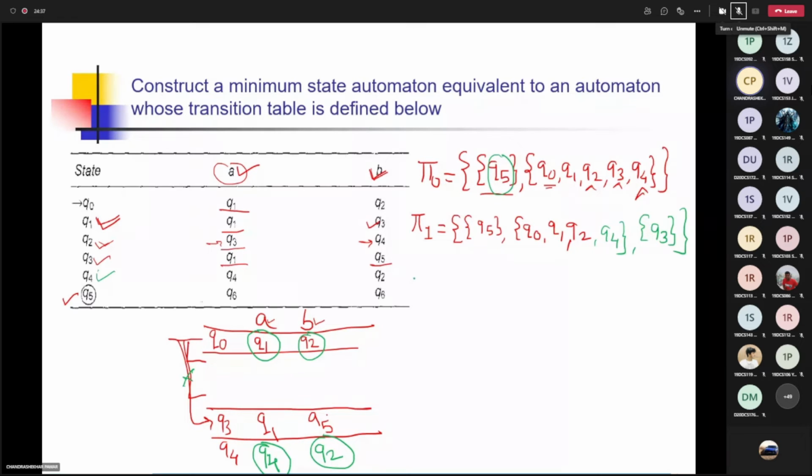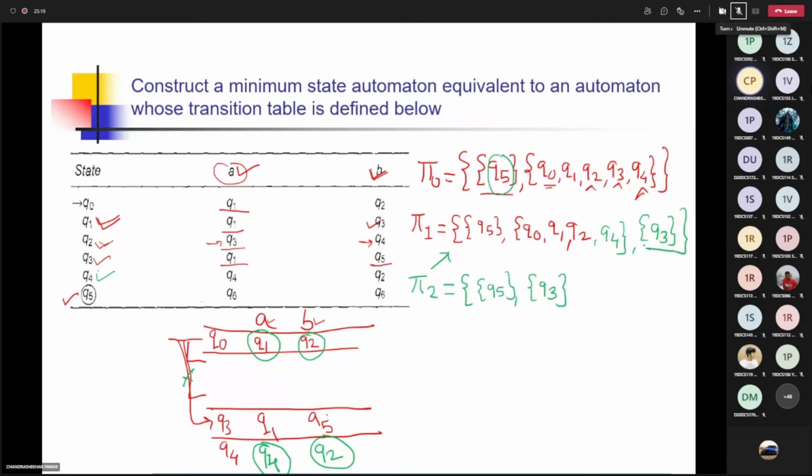Next, we have to prepare the pi 2. And when you are preparing the pi 2, you have to look into the pi 1. Okay? So Q5 as it is first. So within Q2, Q5 is as it is because there is no need to partition because that set consists of only one element. Next, Q3 is also as it is.